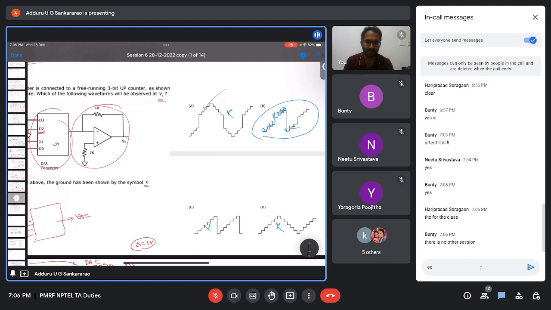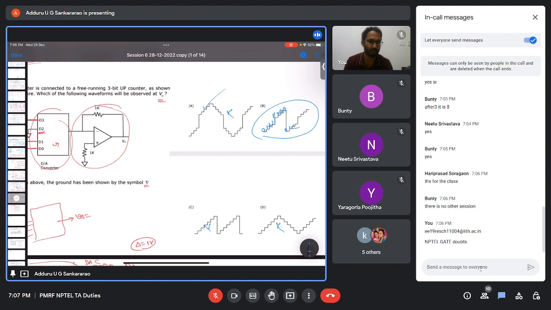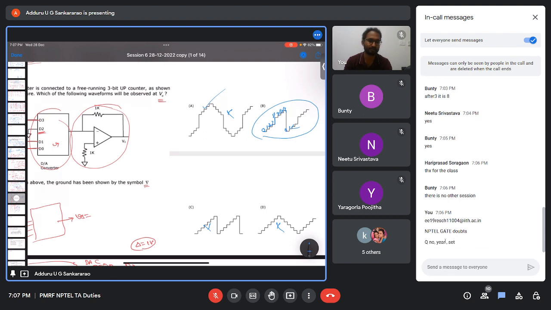So you can mail to this mail ID, w19resch11004@iith.ac.in. This is my mail ID. The doubts you can mail, topics or something, you can keep this as the subject: NPTEL GATE doubts. If you are asking some question, better you mention from which year and which question number. Suppose if you are asking previous year questions, then you can mention the question number and which year, and the set also, okay.